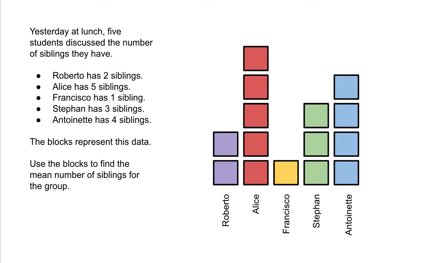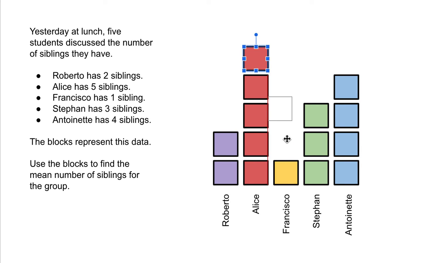At some examples that ask us about the mean, and we have some blocks to help us figure it out. Here in this example, there's a group of students who have been talking about how many siblings they have, and the blocks show how many siblings each student has. Roberto has 2, Alice has 5, Francisco has 1, Stefan has 3, and Antoinette has 4.